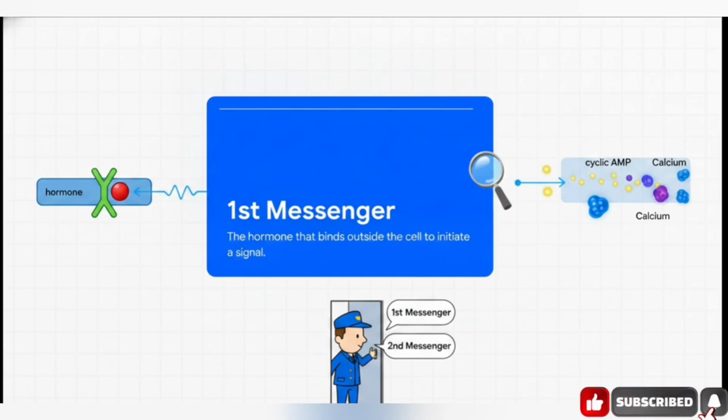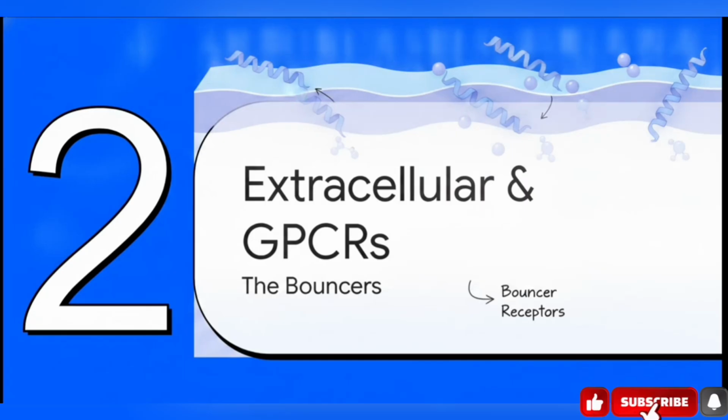The second messenger is the signal generated inside the cell, things like cyclic AMP or calcium. The first messenger never actually enters the cytoplasm in these cases, it just delegates the entire job to those second messengers. Samjhe? Moving on to Section 2, Extracellular Receptors and GPCRs, aka the bouncers.